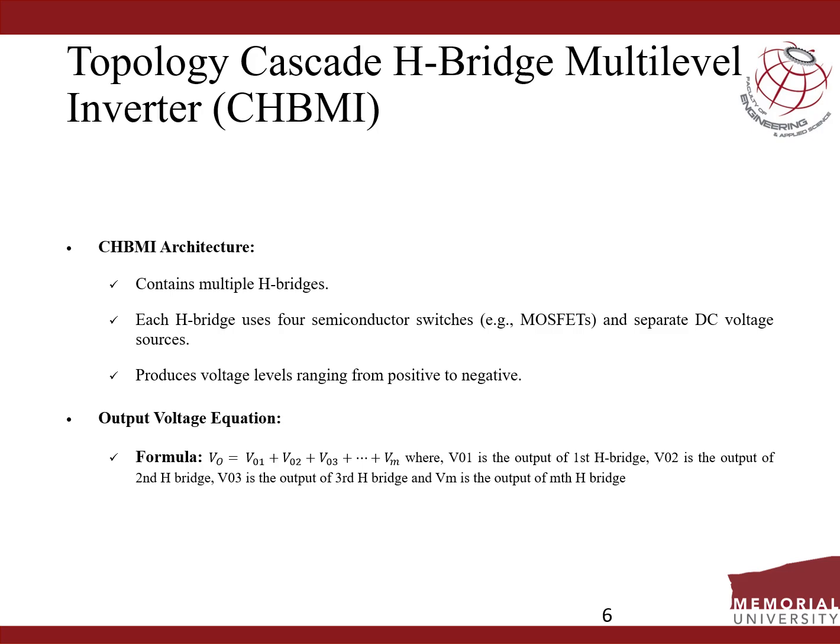And as I have discussed the formula previously, for the output voltage equation, if we assume that VO is the output voltage, then it will be the summation of the voltage levels, which is denoted as VO1, VO2, VO3, up to VOn, where VO1 is the output of the first H-bridge, VO2 is the output of the second H-bridge, VO3 is the output of the third H-bridge, and VOn is the output of the nth H-bridge.